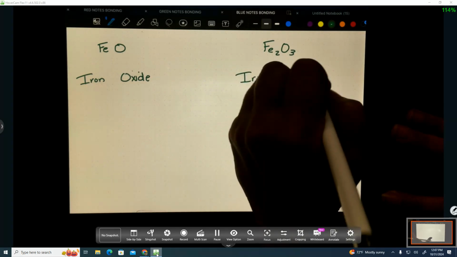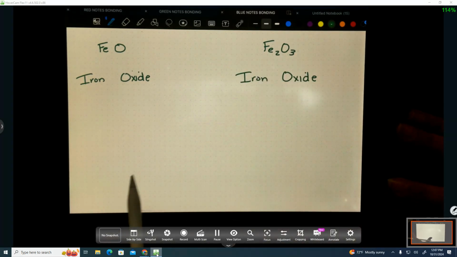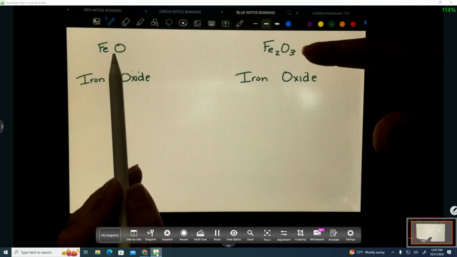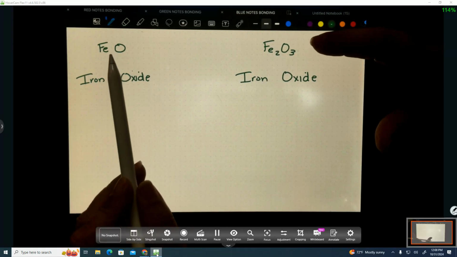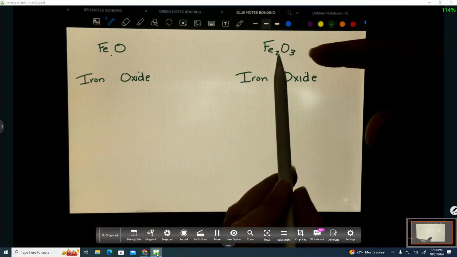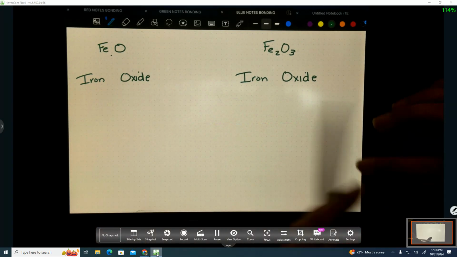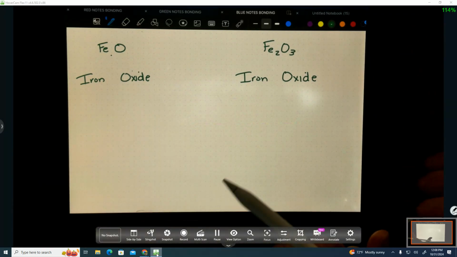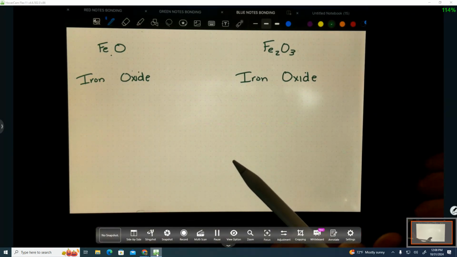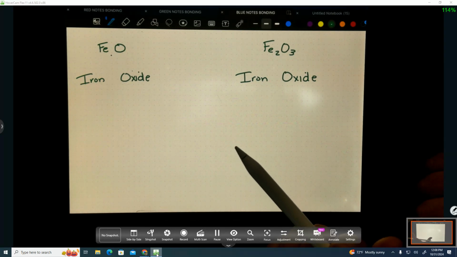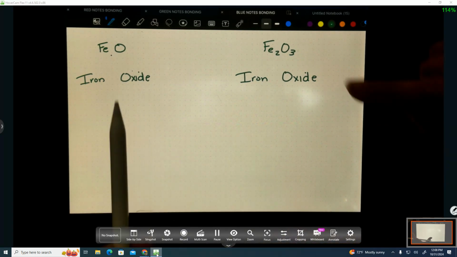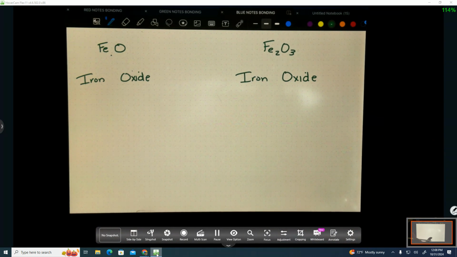However, these two compounds are different from each other. They're different because this one is made of 1 iron and 1 oxygen. This compound is made of 2 irons and 3 oxygens. They are totally different substances. So if I said to you, Olivia, please go to the chemical supply room and get me some iron oxide, which one are you going to bring me? You don't know. Okay?